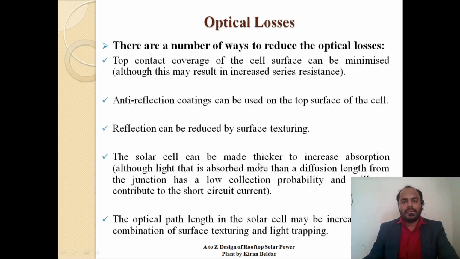The solar cell can be made thicker to increase the absorption. As we make a thicker solar cell, more photons might be trapped, and that can generate electricity, but increasing the thickness of a solar cell is not beneficial from the cost and finance point of view. Next, the optical path length in a solar cell may be increased by a combination of surface texturing and light trapping. So basically, anti-reflection coating and surface texturing are the two major methods to cure the optical losses in a solar cell.